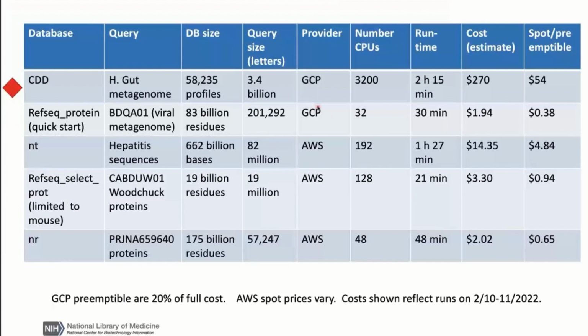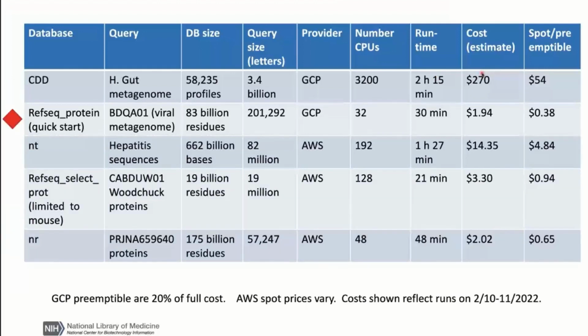So in the top row, we're finding conserved domains for 3.4 billion bases of human gut metagenome. Yes, I did say 3.4 billion with a B. And for this, I brought up 132 CPU instances and got the results in a little more than 2 hours, 2 hours and 15 minutes. It would have taken more than 4 days just running this with 32 threads on a single machine. The total cost of the run was $270, but it could be less with preemptible instances.